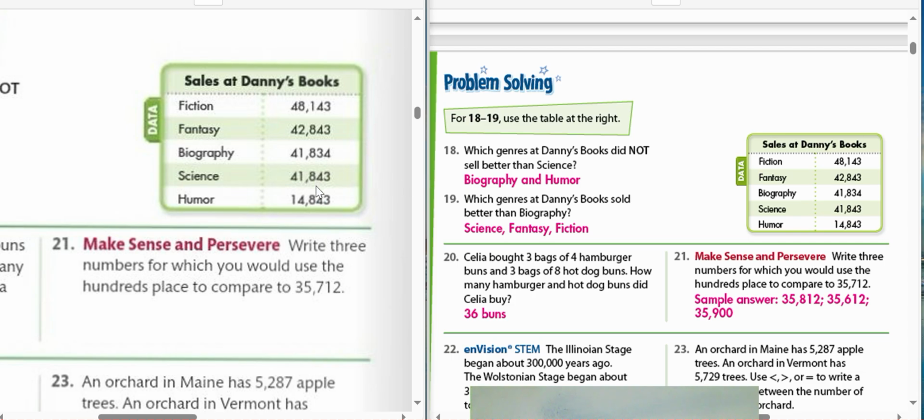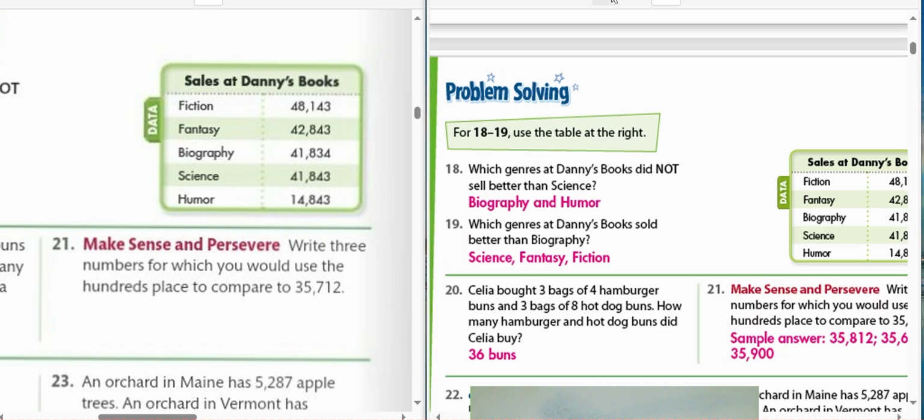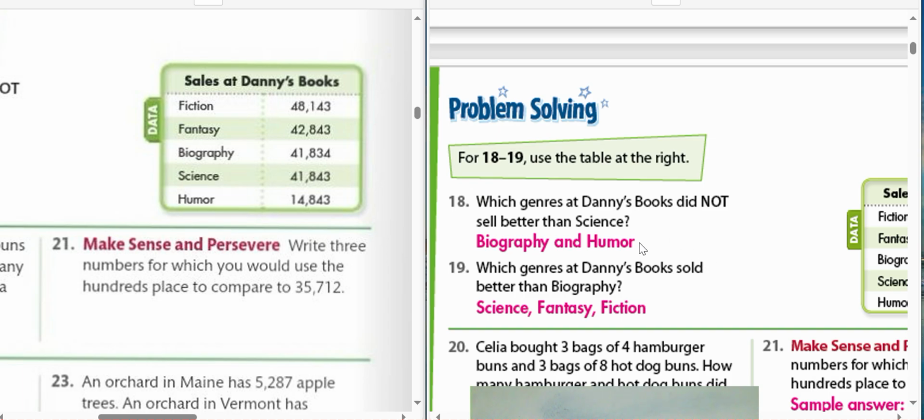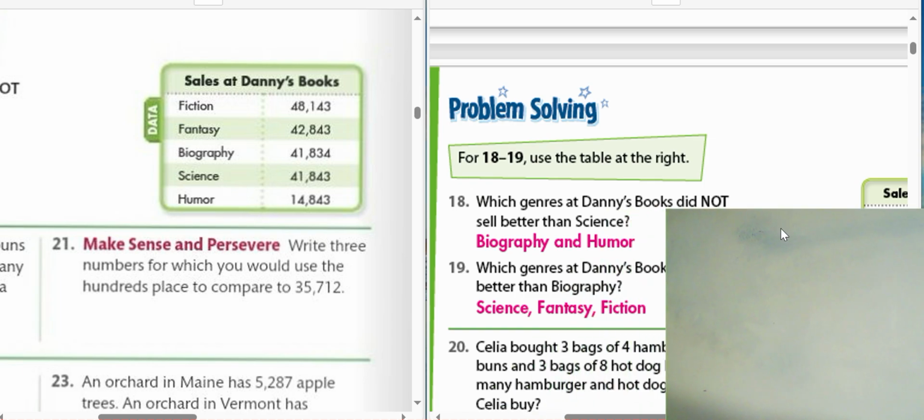Science was 41,843, and biography 41,834. So this number is not greater. Okay, he asked about not better. Look at this word. Not better means less than science. Which here is less than science? We can choose biography here and humor, 14,843. Okay, this number is less than 41,843. So in this example, he asked about what? Look at here, not better than science. We can write biography and humor. Question number 19.